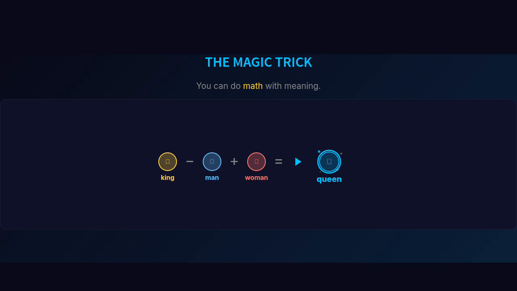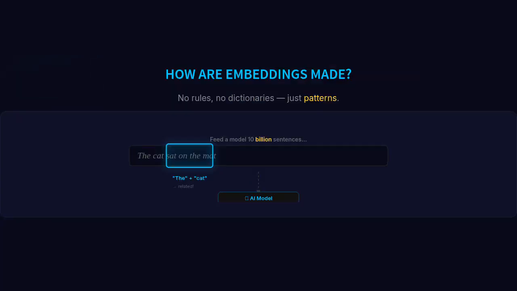So how are these embeddings actually created? It's surprisingly simple. You take a massive amount of text, billions of sentences, and you train a model with a very basic rule: words that appear in similar contexts should have similar embeddings.